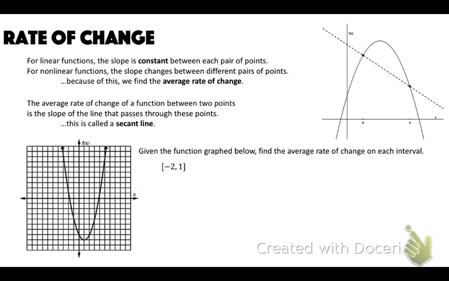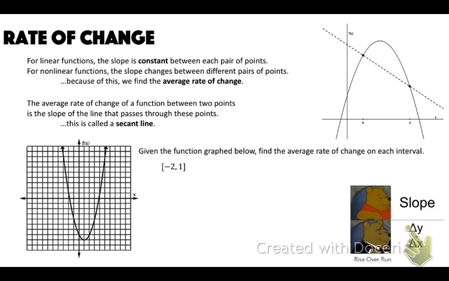So say we're given this function that is graphed below, and we want to find the average rate of change on each interval. So from negative 2 to 1. So if I go back to negative 2, remember, slope is rise over run. It looks like that point right there is negative 2, 1. Okay, and then let's go to 1, also right there. And it looks like that point right there is 1, negative 8. So we're trying to find the slope of the line that passes through those 2 points right there.